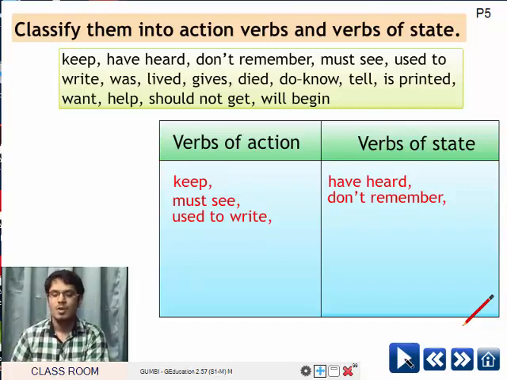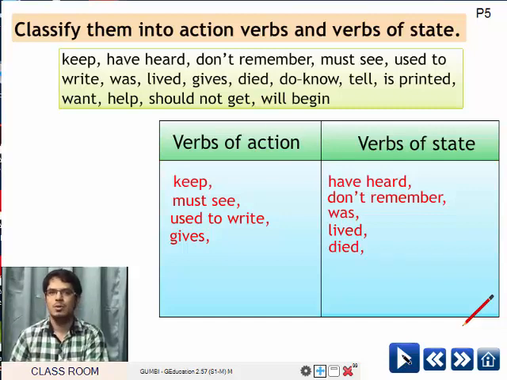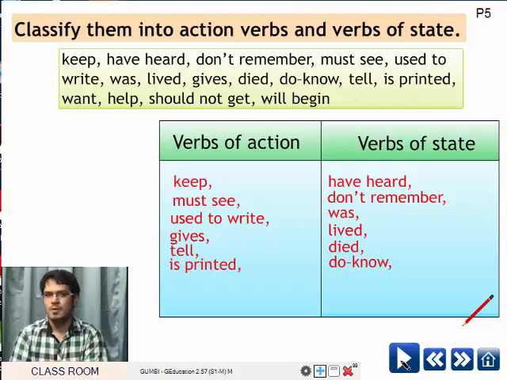Was. It is a state. So it belongs to verbs of state. Lived. I lived in Mysore for 3 years. So it belongs to verbs of state. Gives. So verbs of action. Died. Verbs of state. Do know. It belongs to verbs of state. Tell. So it belongs to verbs of action. Is printed. So verbs of action.